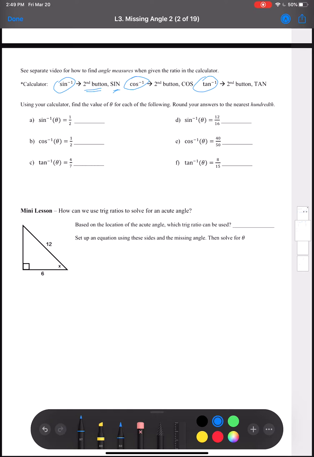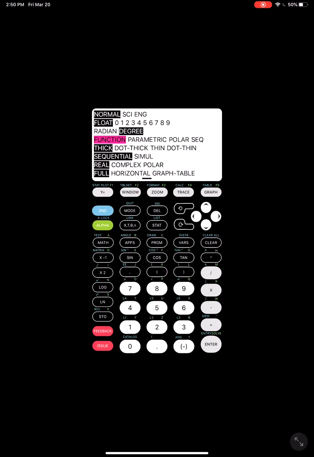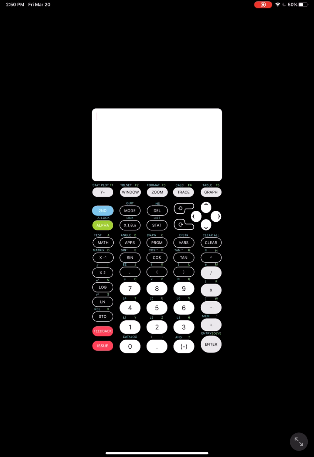So for example, we look at question A. We have the inverse sine is equal to 1/2. So what we're trying to figure out is what angle measure will be equal to 1/2, with the opposite side being 1 and the hypotenuse being 2. So we're going to go to our calculator and let's clear this out. And we're going to hit second right here. So you see second, it's red now. And then you're going to hit sine. So you see it comes up as sine -1. And then all you're going to do is put your fraction in, or your decimal, whatever it may be, and you hit enter, and it's 30 degrees.